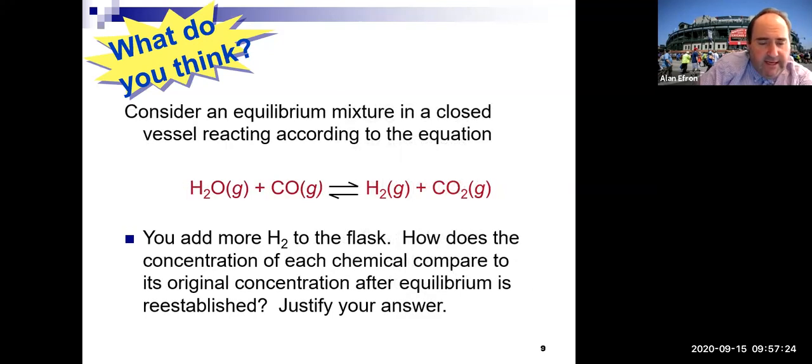So if we take this same idea here and we have this same system at equilibrium, but instead of the water added, if we decide let's add some H2 to this flask. So if we decided to add a little bit of this guy to it, how is that going to affect everybody else's concentration? So take a moment and think about what's going to happen to everybody here, and then we'll talk about it.